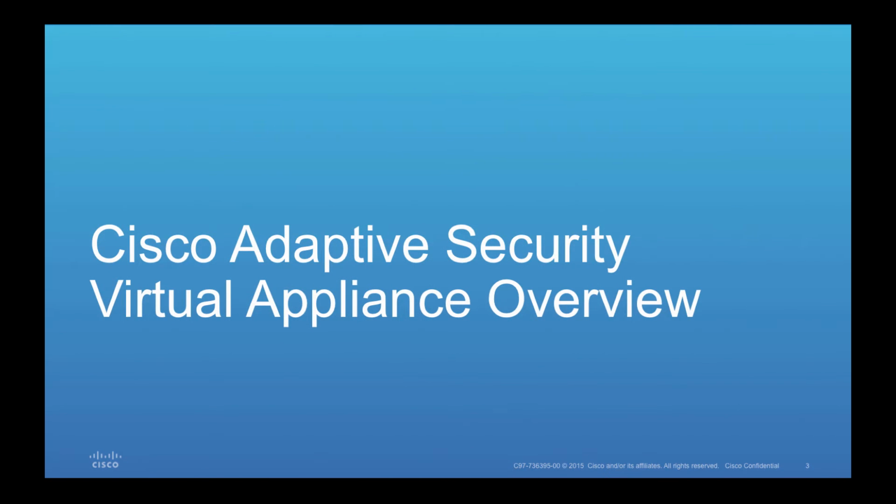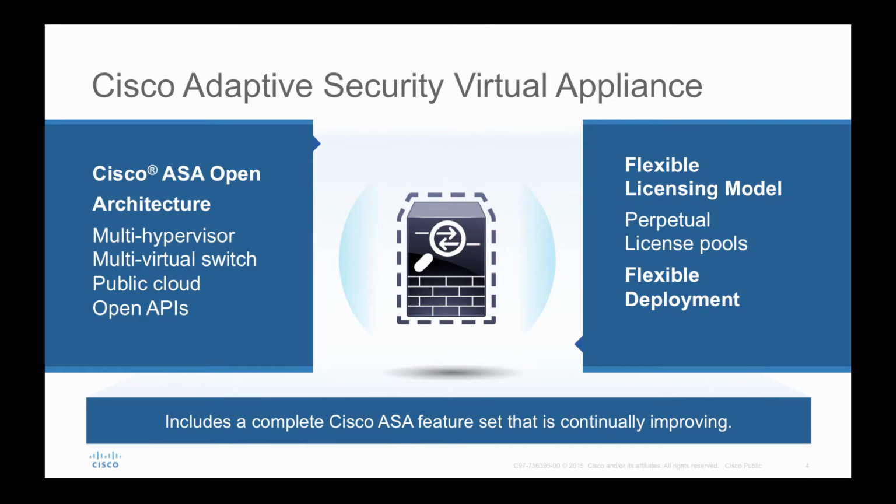Cisco ASAv overview. Cisco ASAv is a virtual form factor of the well-known ASA firewall. It is based on open architecture. We currently support multiple hypervisors such as KVM, Hyper-V, and VMware. We also support multiple virtual switches like DVS, AVS, Nexus 1000V, or any Open vSwitch. We can also integrate ASAv with Cisco Application Centric Infrastructure.